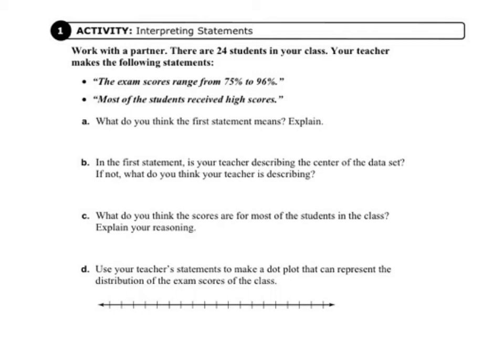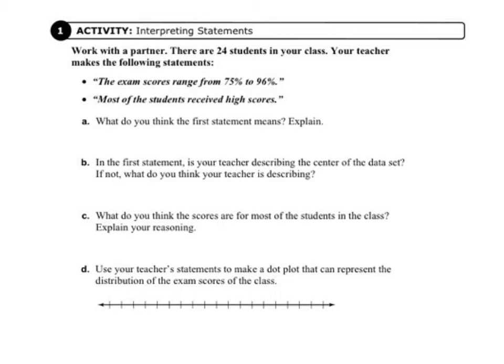Imagine I'm your partner. There are 24 students in your class. Your teacher makes the following statements. The exam scores range from 75% to 96%. Most of the students received high scores. What do you think the first statement means? And explain.